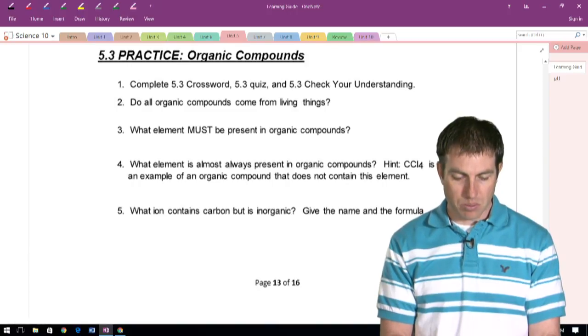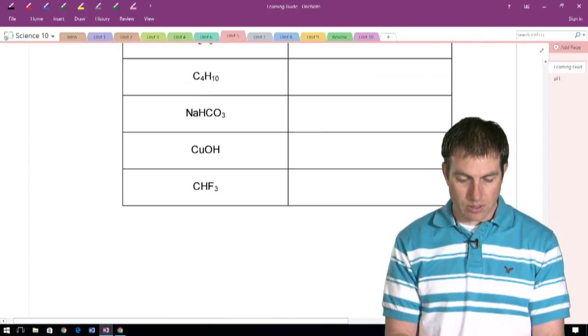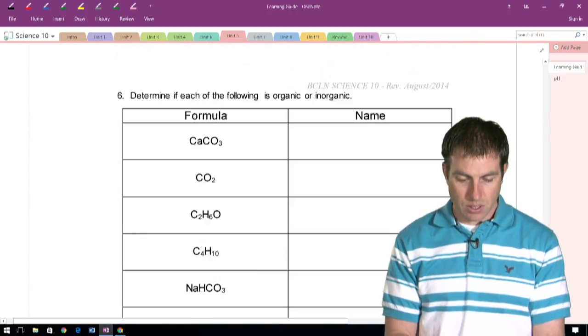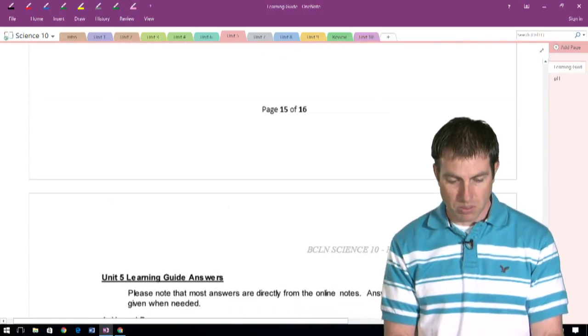What ion contains carbon but is inorganic? I wanted to write down the exceptions. I won't be able to write though because my pen doesn't work. Maybe it's working now.